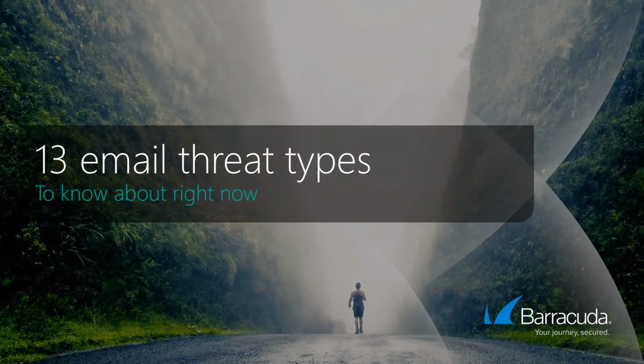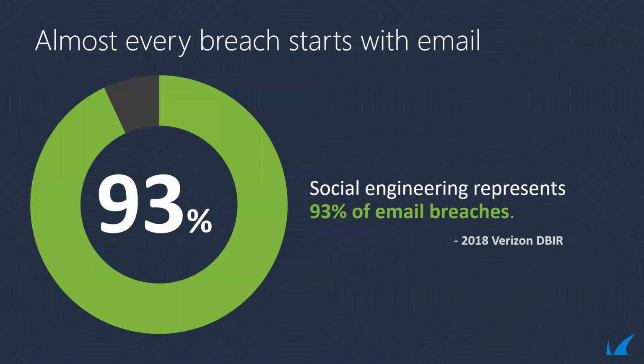So again, the focus today: the 13 email threat types and what you really need to know about right now. As I'm sure you're all aware, email is the number one threat vector out there. We see almost three quarters of all attacks starting through email. Spear phishing and social engineering are the most effective of those types of attacks, and we're seeing that leading to 93% of all email breaches. So it's very important to have email as the most important threat vector on your mind when thinking about how people are getting attacked, taken advantage of, and being ransomed.